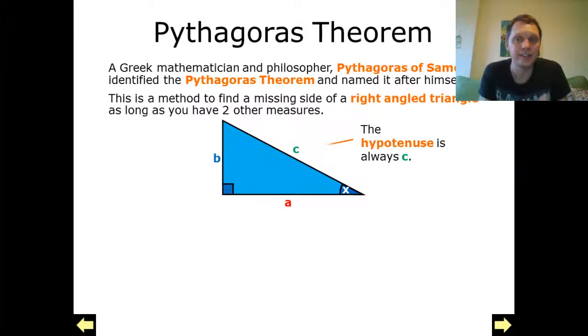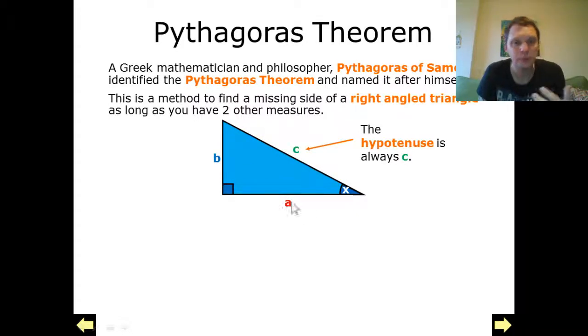So the whole idea of this is working with right angle triangles, where if you've got the two other sides of a right angle triangle, you could always find what the other missing side is. So here we've got our triangle. Here's my triangle with a little right angle here, and I've labelled sides A, B, C. Now the A and B, it doesn't matter which sides you label A and B.